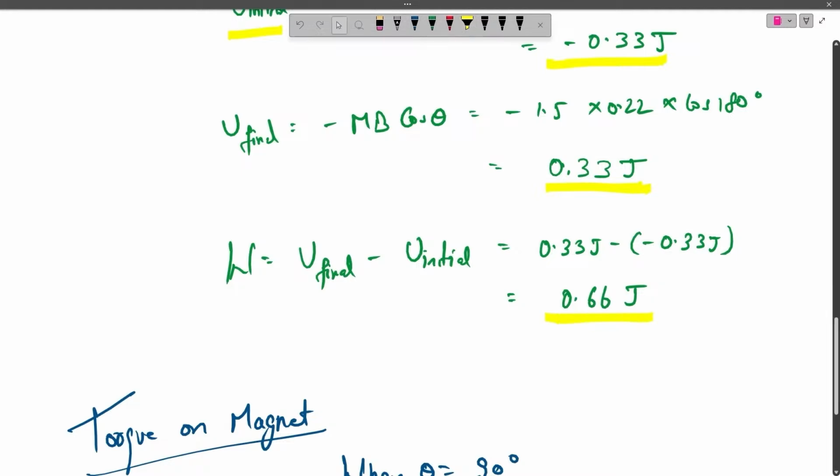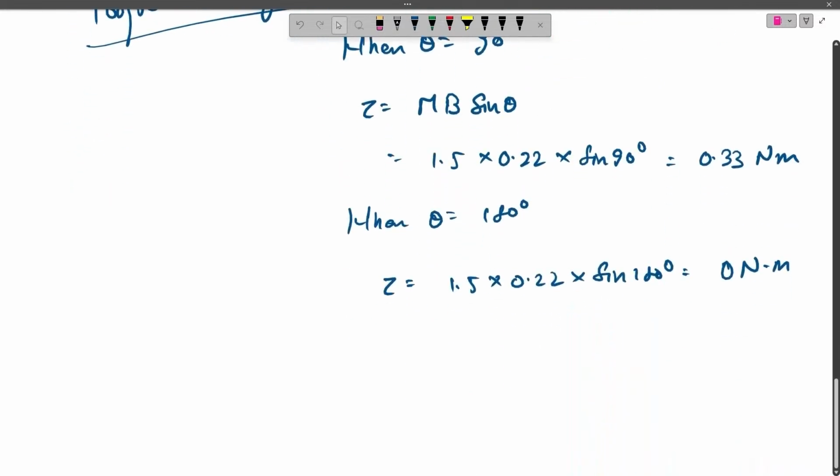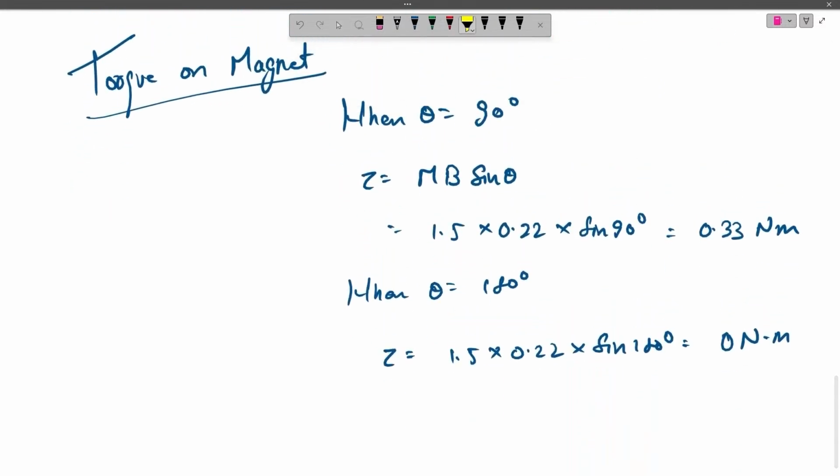Now the second part of the question asks what is the torque on the magnet when theta equals 90 degrees and when theta equals 180 degrees. We saw earlier that torque is defined as mB sin theta, or the cross product of magnetic moment and magnetic field. Here m is the magnitude of the magnetic moment, B is the magnitude of the magnetic field, and theta is the angle between m and B. So when theta equals 90 degrees, we get a torque of 0.33 Newton meter, and when theta equals 180 degrees, we get a torque of 0 Newton meter.